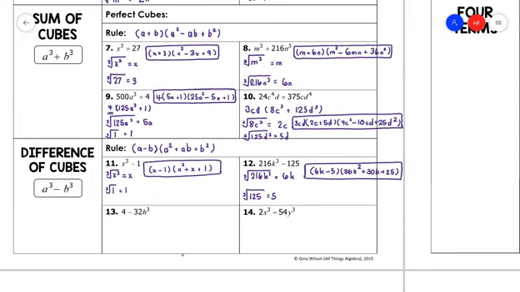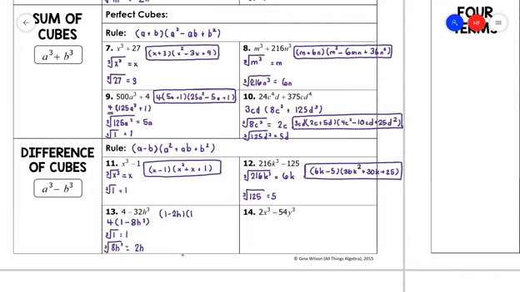Then on number 13, same deal, but 4 I already said is not a cube. So instead of just jumping straight into it, we're going to take out a 4. 4 divided by 4 is 1. 32 divided by 4 is 8. So we'll take the cube root of each. Cube root of 8 is 2. Cube root of h cubed is h. So we have 1, same sign, minus 2h.